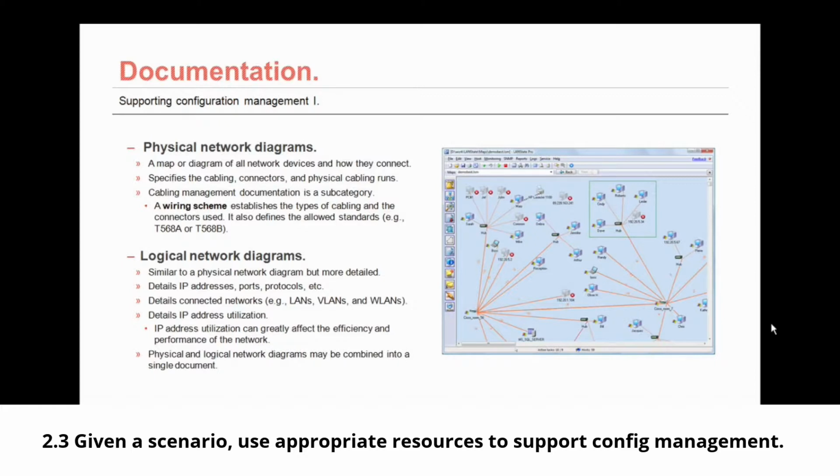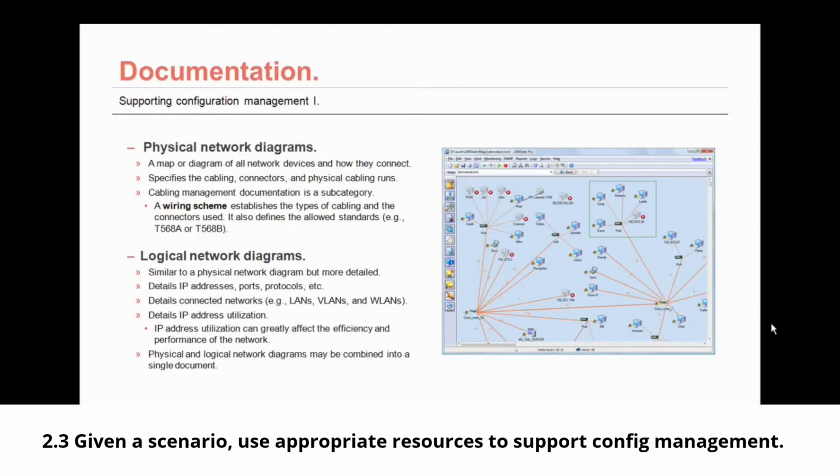Your documentation should also include a logical network diagram. It's similar to a physical network diagram, but more detailed. It provides details on the IP address scheme, active ports, protocols that are allowed on the network, etc. Your logical network diagram also details connected networks. So what local area networks are present, or which virtual local area networks are present, and so on and so forth.